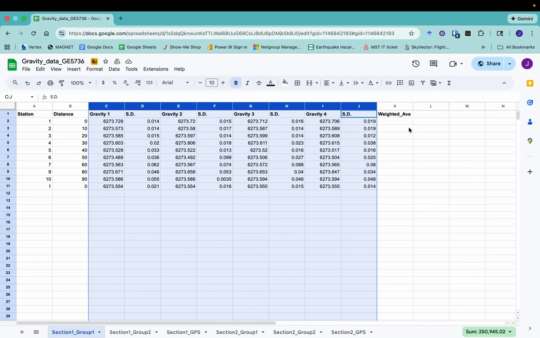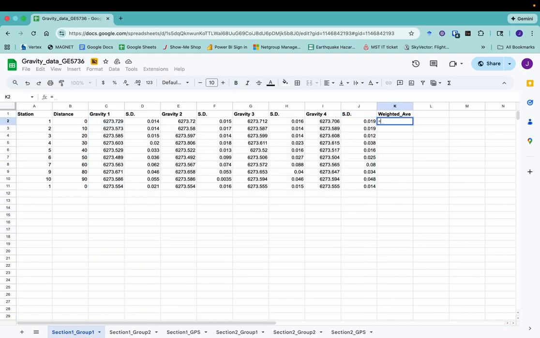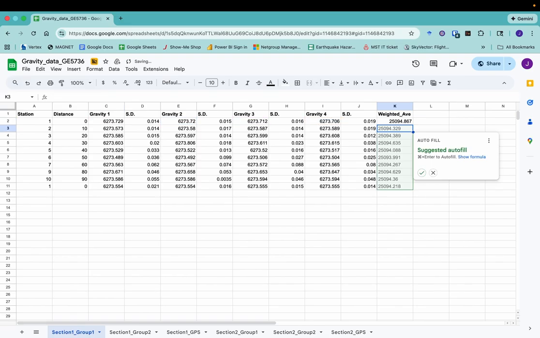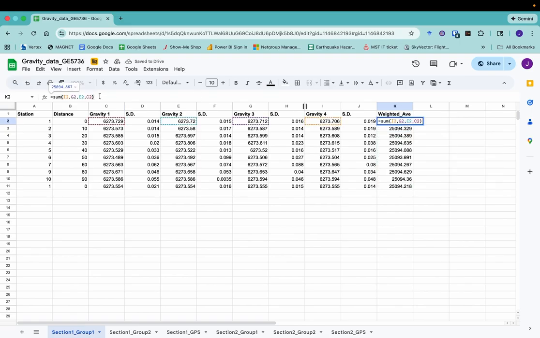So we could just calculate a basic average, right? And of course, the basic average would be the sum of the 4 measurements, except I don't want the sum. I want actually the sum divided by 4. And so there would be my average gravity values for each site.